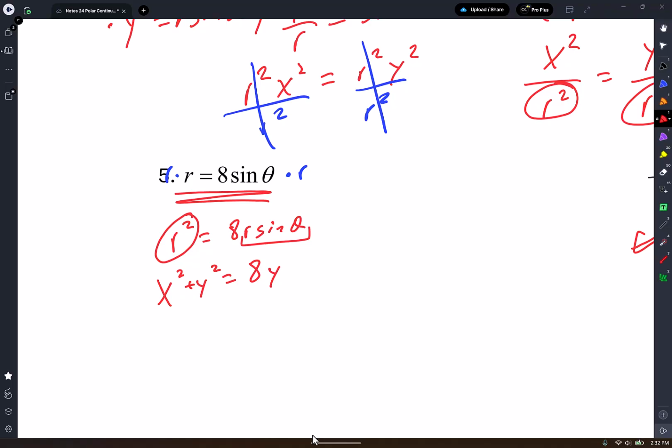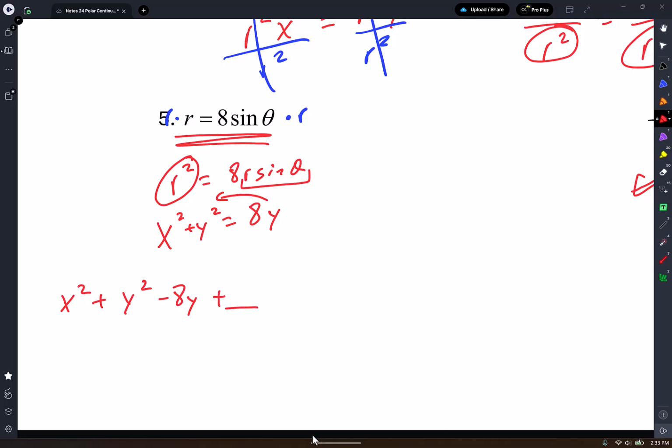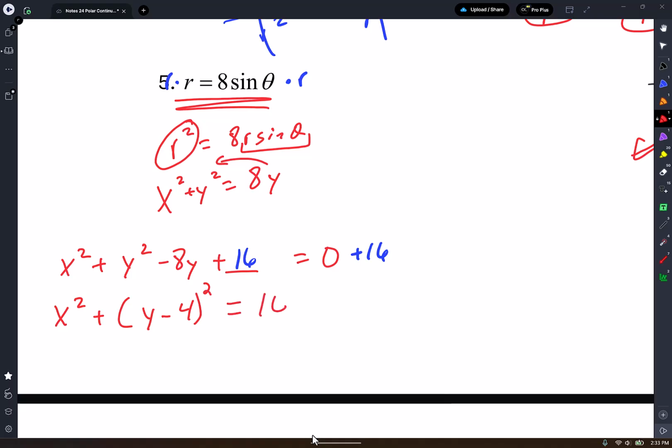If we wanted to do the graph, remember we did intro to equations of circles? So we'd have to complete the square. Let's do that. I'm going to move that 8y to the left so I can find my center, which we already know. X squared plus y squared minus 8y plus blank equals 0. What's 8 divided by 2? And what's 4 squared? Plus 16. Whatever I do to one side, I do to the other. And look at this, guys. X squared plus parenthesis y minus 4 close it squared equals 16.